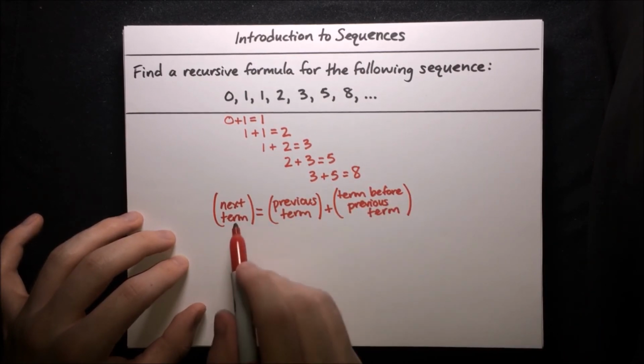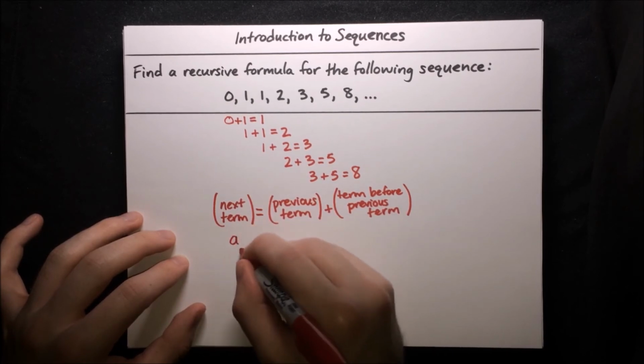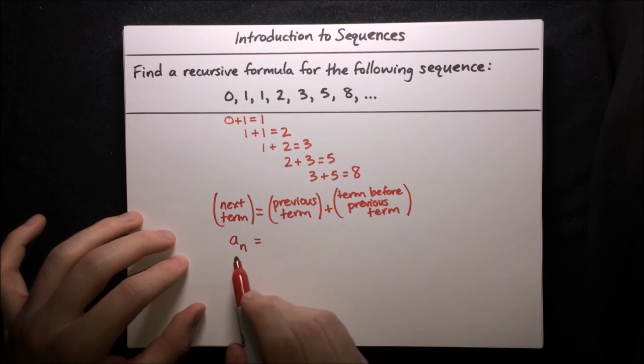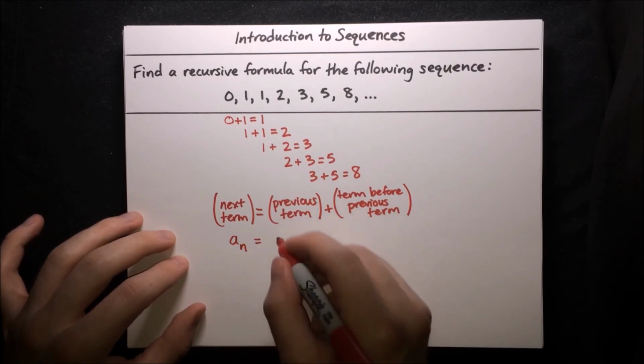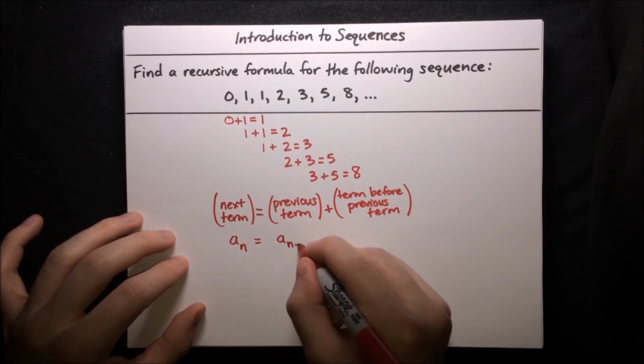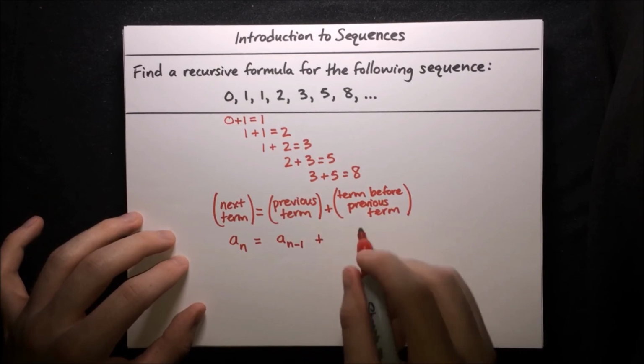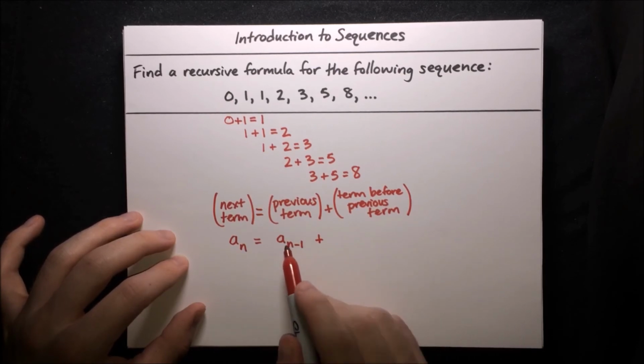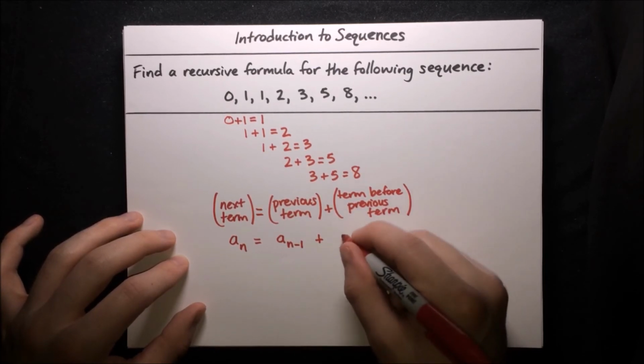How about we call the next term a_n? So a_n equals the previous term. What's that? Well, the term before a_n is just a_(n-1). And then plus the term before the previous term. The term before a_(n-1) is just a_(n-2).